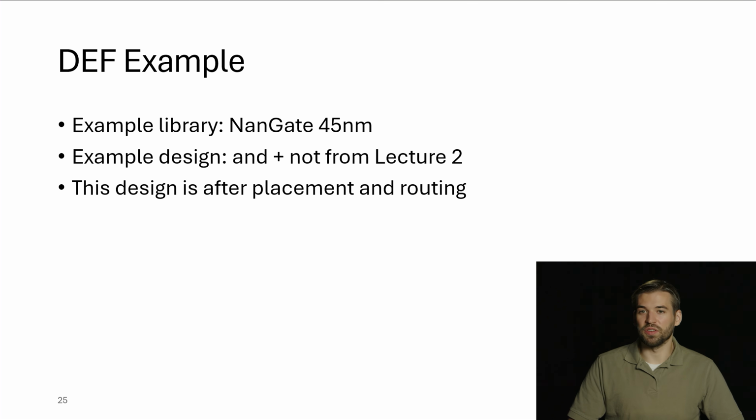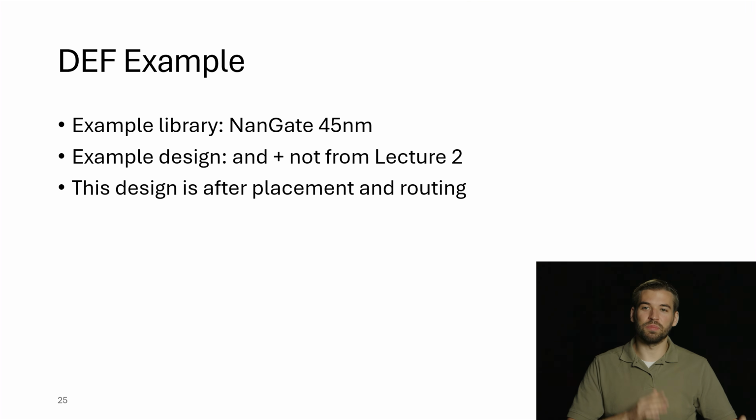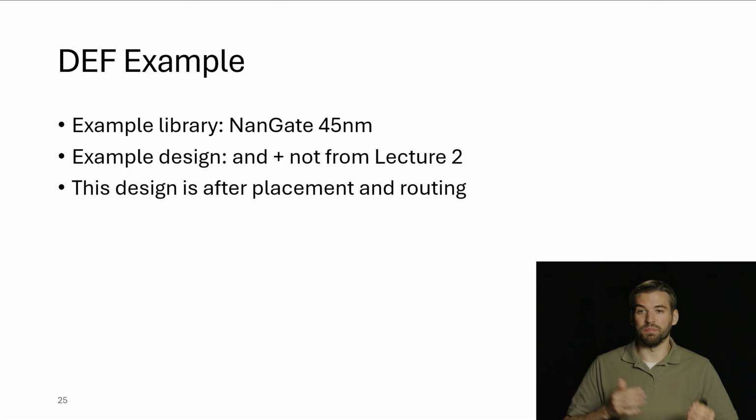This example is again going to be the same 45 nanometer library, and the design we're looking at will be the same example design that we looked at in lecture 2. Notably, this design is going to be after placement and routing. So the DEF format can actually represent different stages of your design. Maybe at some points it might not be placed, it might be placed, it might not be routed, it might be routed. We're going to look at it after everything is already in there and you have the maximum amount of information.